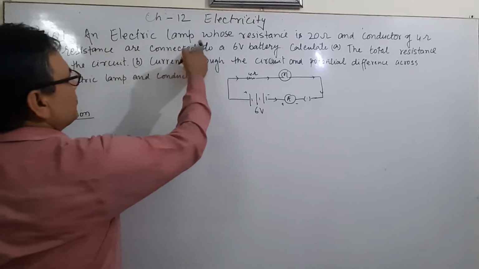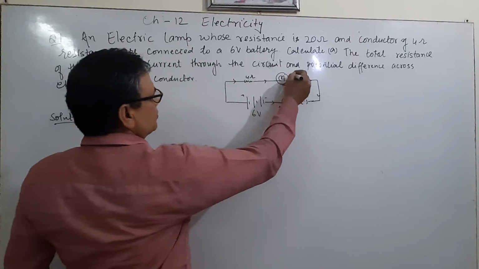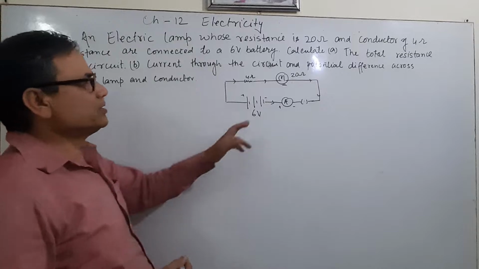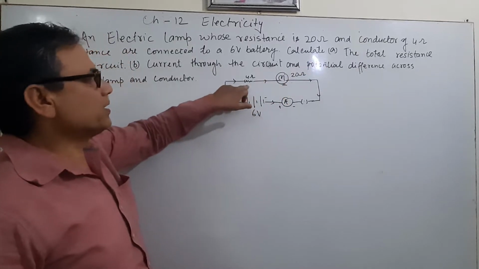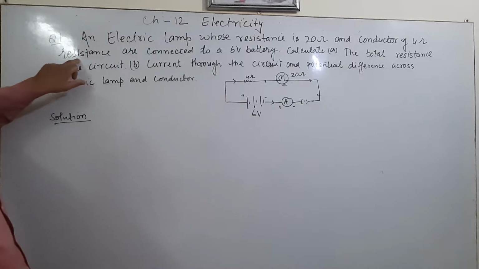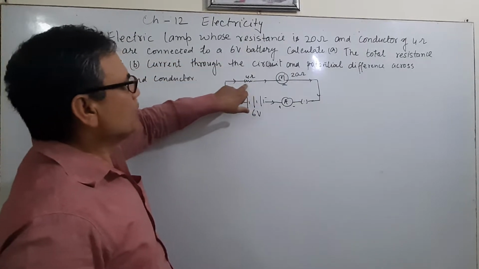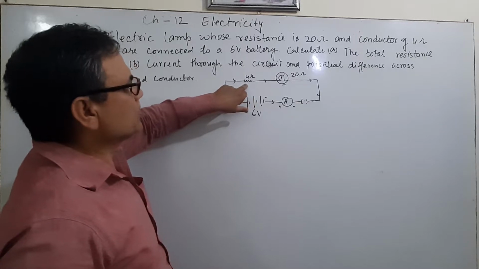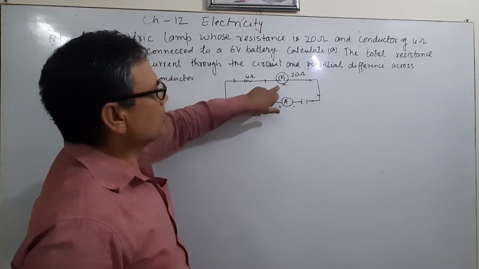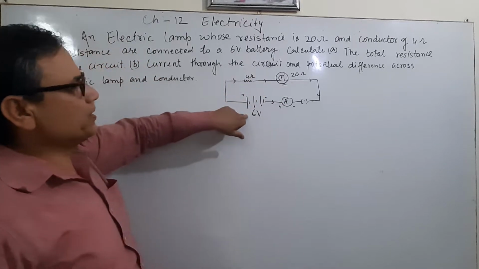An electric lamp whose resistance is 20 ohm, and a conductor of 4 ohm resistance, are connected to a 6 volt battery. The 4 ohm resistance of the conductor and the 20 ohm resistance of the bulb are connected in series with the 6 volt battery.